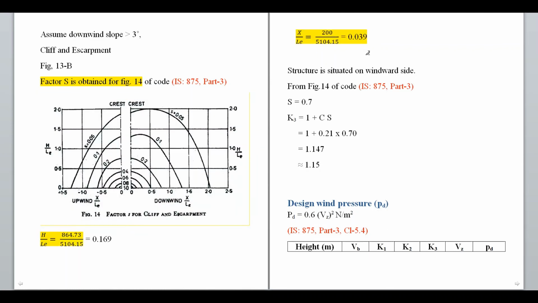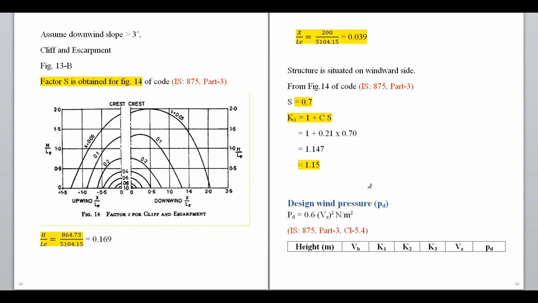So H by LE is 0.169 and XE by LE is 0.039, nearer to here. These two values meet between the 0.6 and 0.8 graphs. The structure is situated on the windward side, so S is 0.7. Put the value in K3 and you get the K3 value as 1.15.